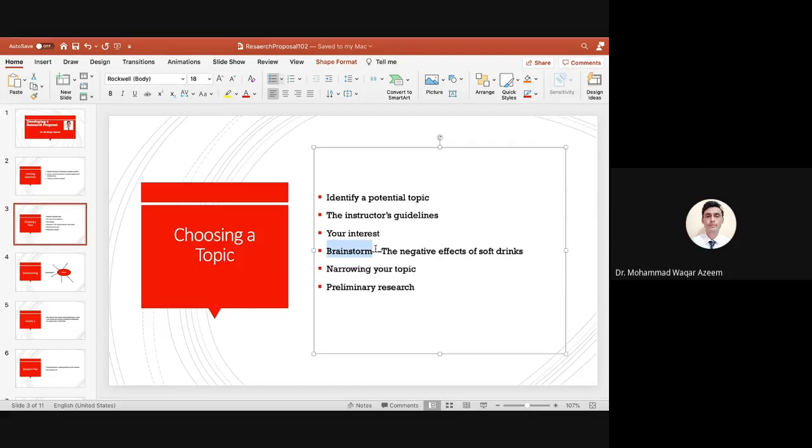On the next slide, I will give you my guidelines as an instructor for this course. You should keep those guidelines in mind. You should also keep your interest in mind when you start brainstorming. So as the result of brainstorming, you should be able to generate those ideas on which you can write your paper. Again, those ideas should be according to the guidelines of the instructor, and they should also be relevant to your interest.